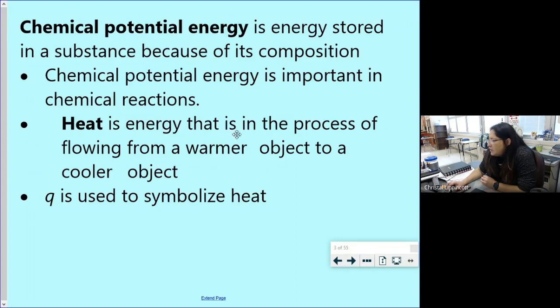Chemical potential energy is important for chemical reactions. Heat is energy that is in the process of flowing. It flows from a warm object to a cold object. Heat goes from warm to cold.